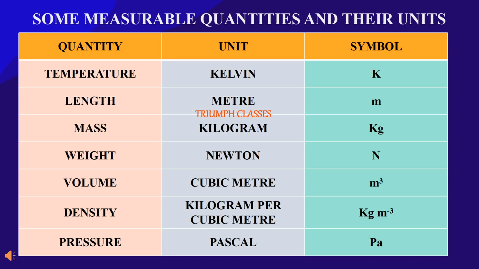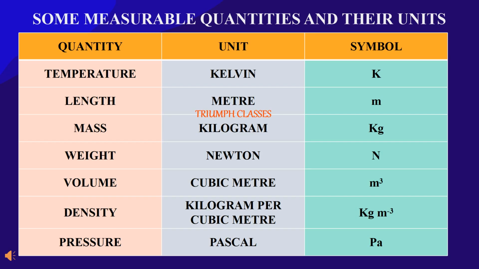Some measurable quantities and their units. First, temperature, its unit is Kelvin and abbreviated as K. Second, length, its unit is meter and abbreviated as m. Third, mass, its unit is kilogram and abbreviated as kg. Fourth, weight, its unit is Newton and abbreviated as N.